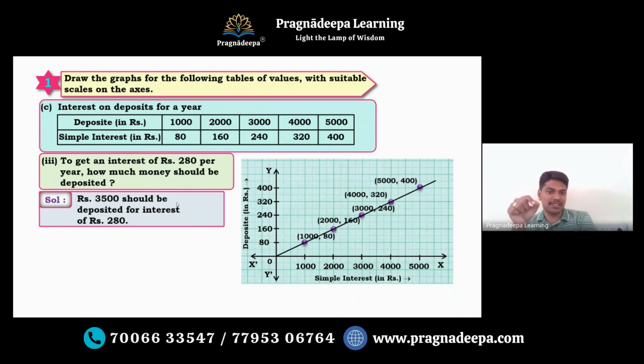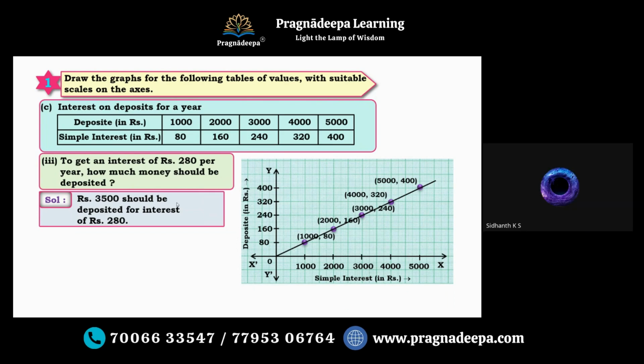This is something like reverse. Earlier I gave you the amount and you told the simple interest. Now I'm only telling the simple interest, so you should tell me the initial deposit, correct? Yes, sir. Okay.